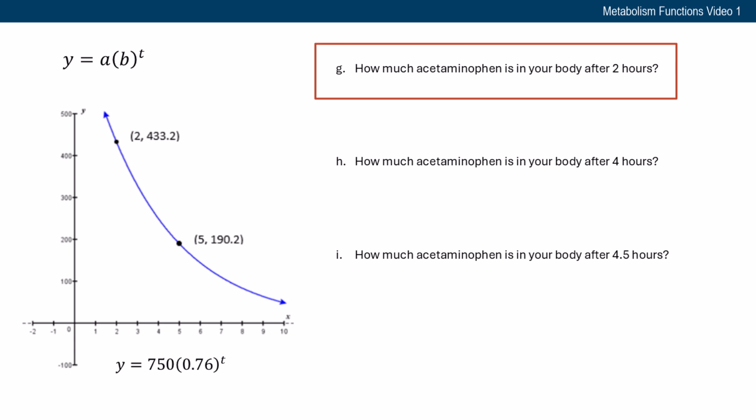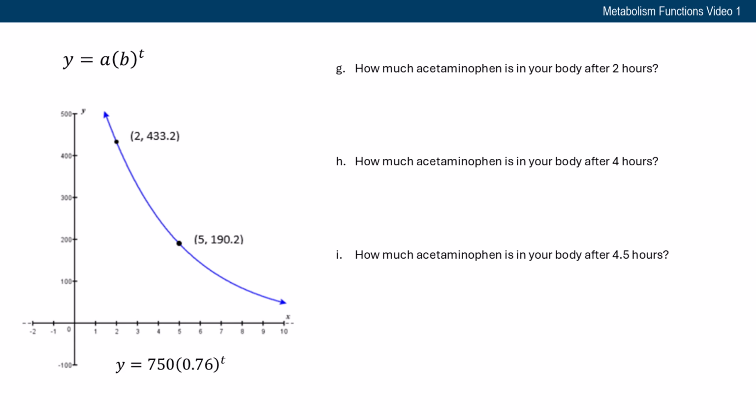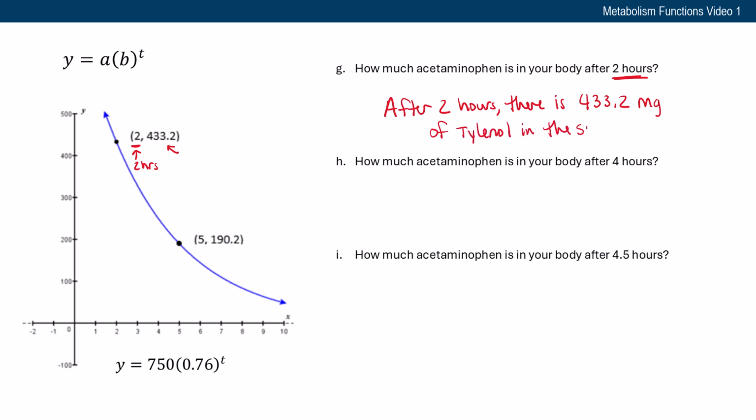All right, next question. It says, how much acetaminophen is in your body after 2 hours? We can actually answer this question in 2 different ways. It's asking us for 2 hours. If we go over to our graph, you can see that we have an input of 2, which represents 2 hours. So then we know how many milligrams of Tylenol are in our system. We could say after 2 hours, there is 433.2 milligrams of acetaminophen, or Tylenol, in the system.